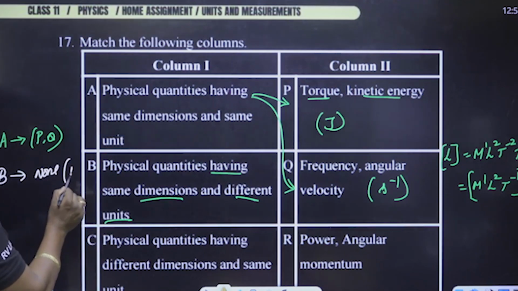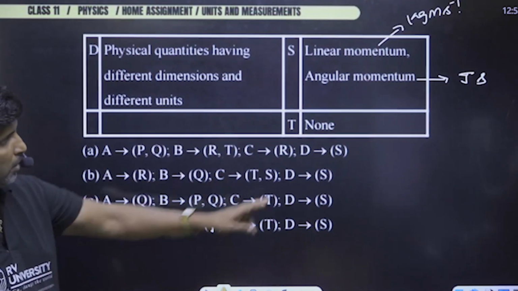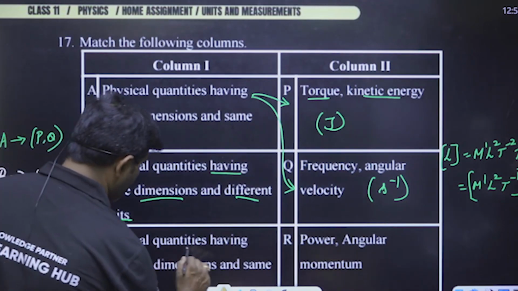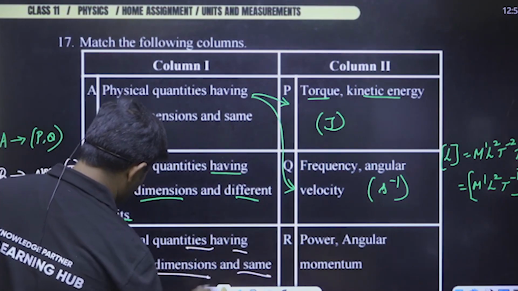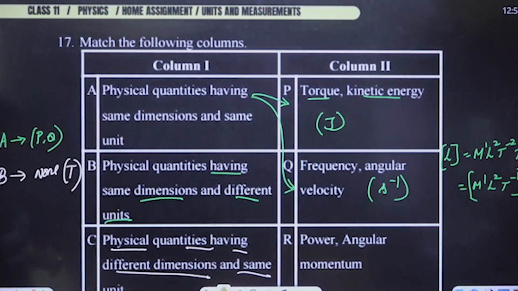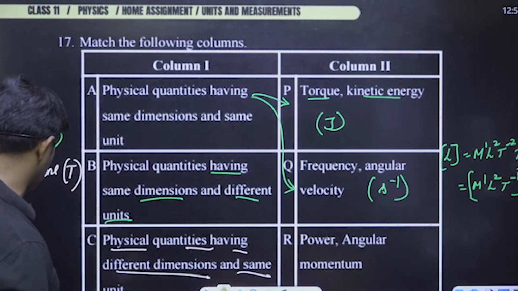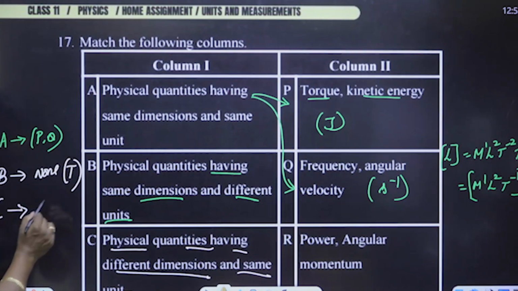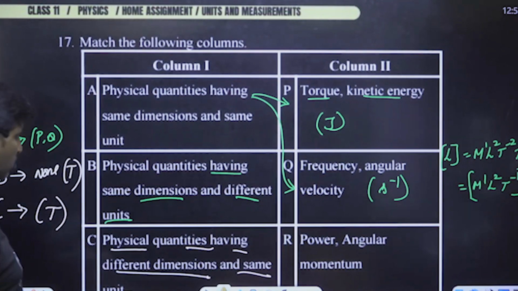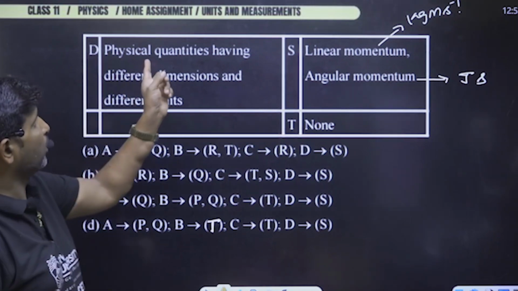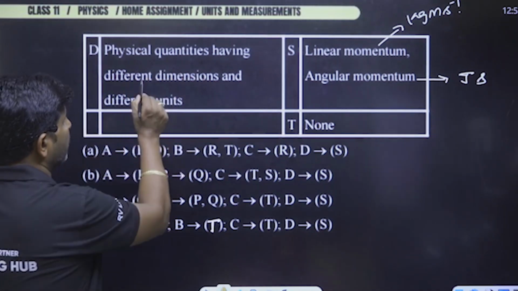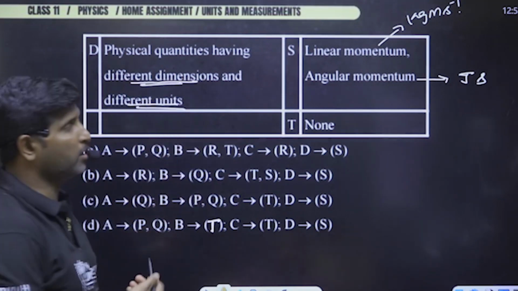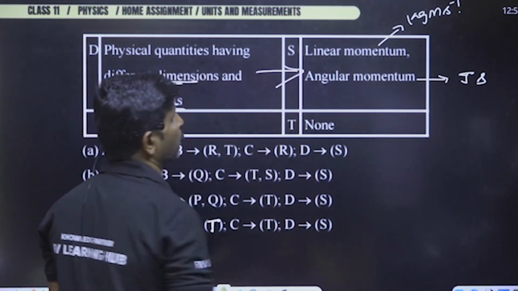In the sense we can go with T. Is it right? And similarly, let us understand the physical quantities having different dimensions and same unit. Different dimensions and same unit, it is not possible. Hence we can select C is also none. Therefore option D, physical quantities having different dimensions and different units. Different dimension, different units always goes to this one only here.